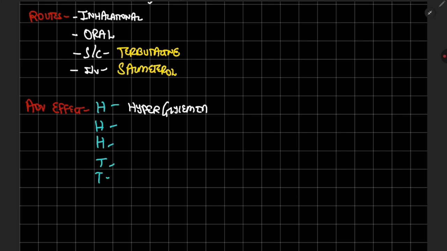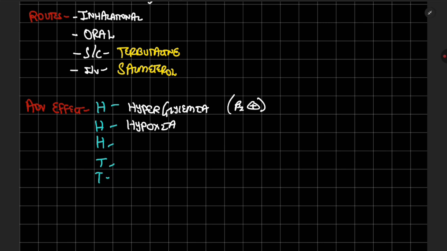So why hyperglycemia? As beta 2 is stimulated on the liver, there is glycogenolysis. Okay, then we have hypoxia. Why hypoxia? Due to the ventilation perfusion mismatch.